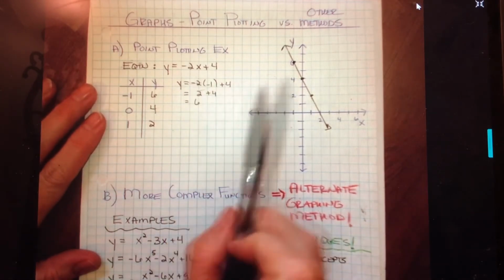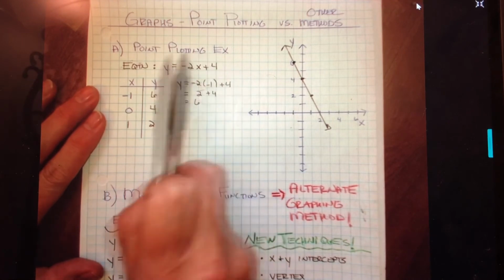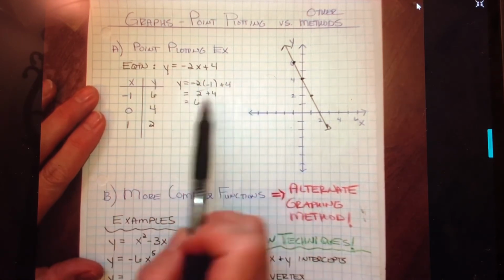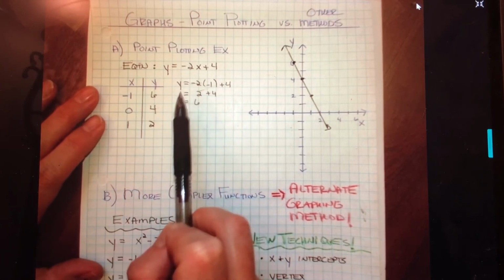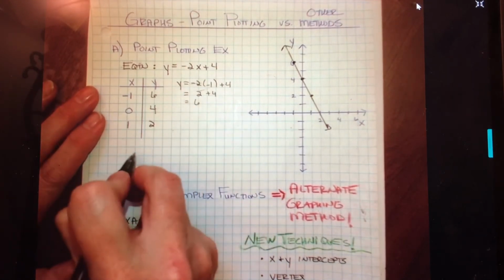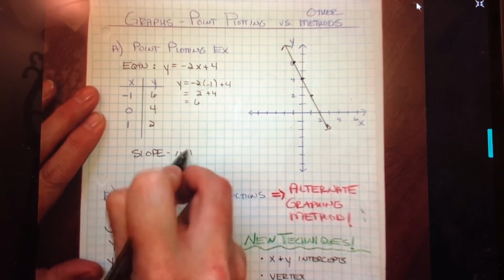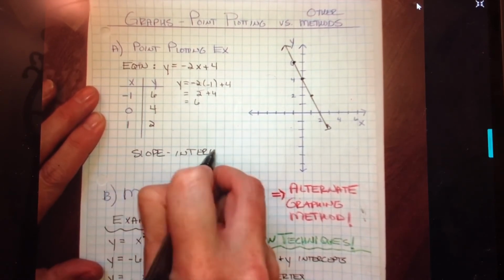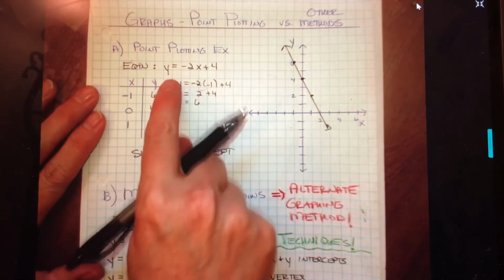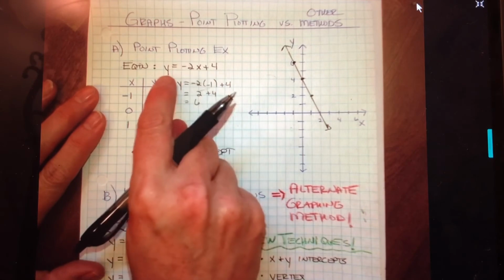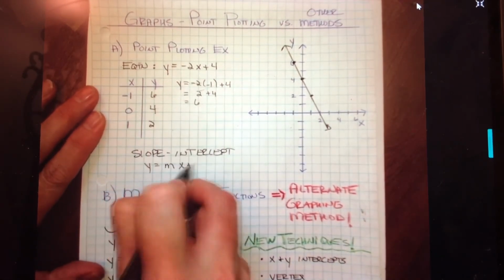So some of you in your previous algebra studies may have learned an alternate way to plot a line. You may have started by doing point plotting, but then you are quickly taught this graphing method called slope-intercept. It actually can be a much more efficient way to graph a line. So if you have a line that's in slope-intercept form, y equals mx plus b, that may ring a few bells, y equals mx plus b.